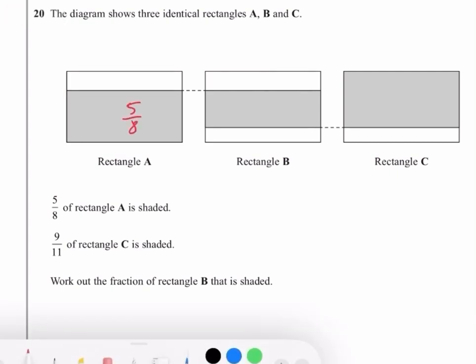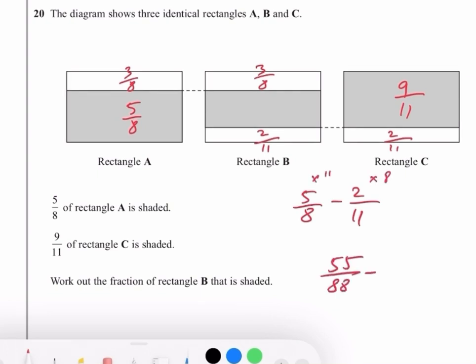So we've got fractions. I suggest you write the fractions on the shapes, because that helps you to work out the white parts if you don't know them. So 5/8, that's going to be 3/8, because they both add up to 8 out of 8. Okay, just write them down, and then you will see if you subtract 2 over 11, actually that gives you the shaded part for rectangle B.